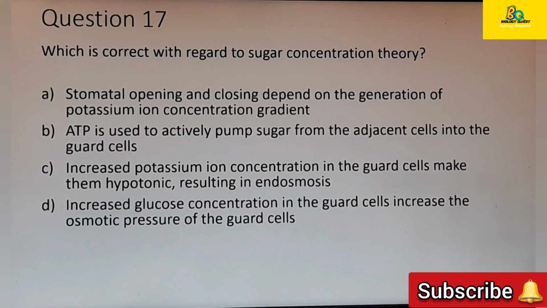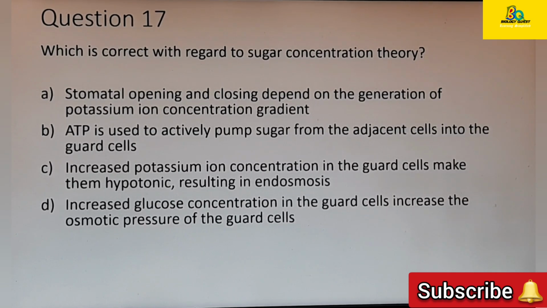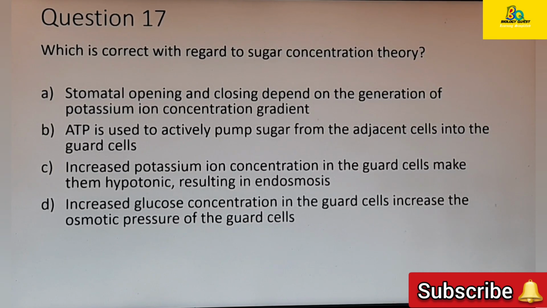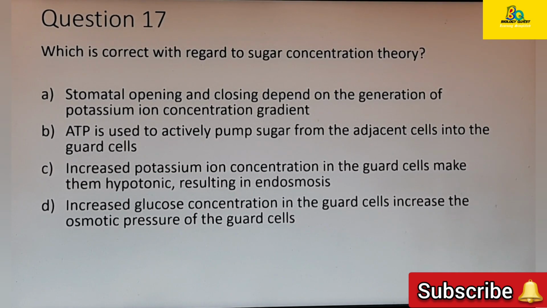Which is correct with regard to sugar concentration theory? So, we have two theories, the sugar concentration theory and the potassium ion concentration theory, when we study the mechanism of stomatal opening and closing. Now, according to the sugar concentration theory, what is actually happening? We know the guard cells have chloroplast in them. During daytime, because of the presence of chloroplast inside the guard cells, photosynthesis will take place in the guard cells, and as a result, the sugar concentration inside the guard cells will increase. During daytime, the sugar in the guard cells increases.